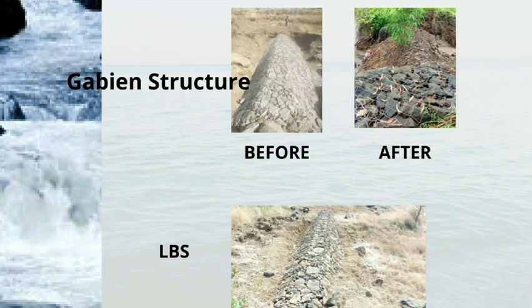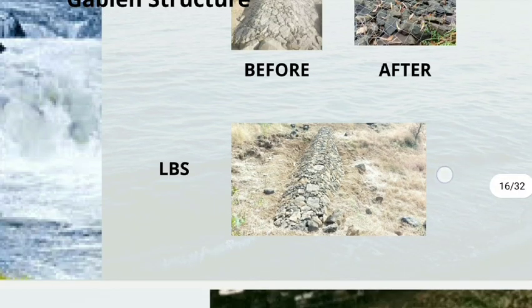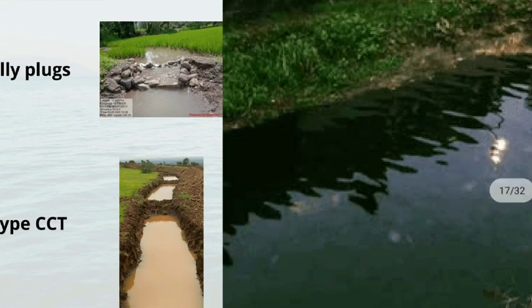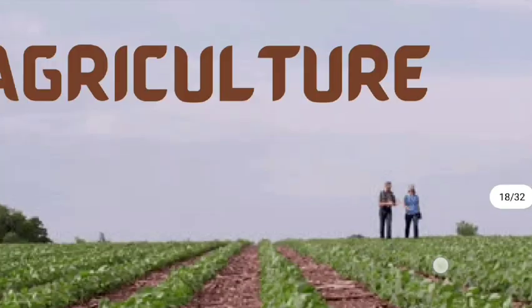So here in this picture, you can see the gabion structures and even the LBS structures. You can go and Google what exactly these gabion structures and the LBS are, because it will take a lot of time to explain all of these things and why we need them, especially in the mountainous region. You can also see the gully plugs and the L-type CCTs.